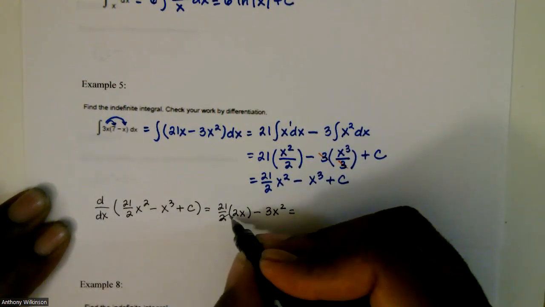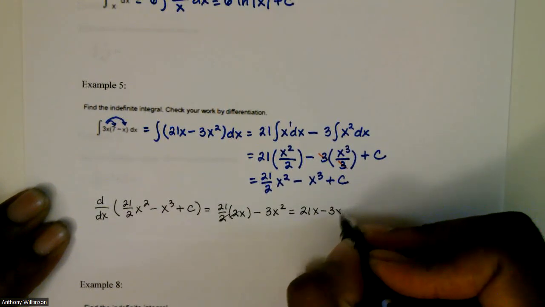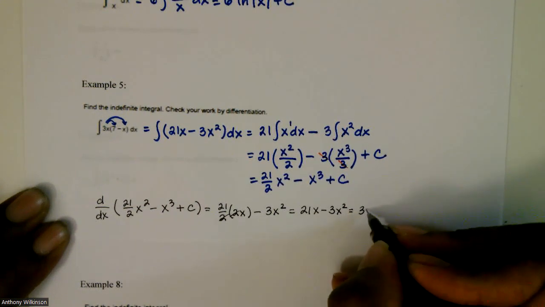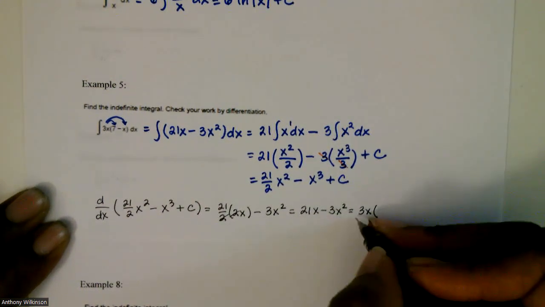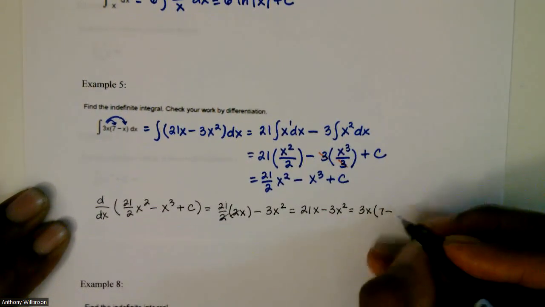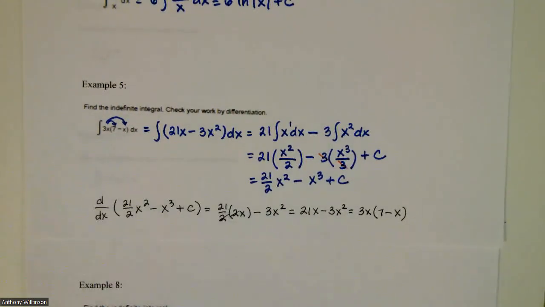Now when I simplify this, the 2's divide out, and you'll be left with 21x minus 3x squared. And of course, if you factor out the 3 and the x, 21x divided by 3x will leave me with 7, and 3x squared divided by 3x will just leave me with x, which is the same thing as this. So you know that you found the integral correctly. That's how you check by using differentiation.